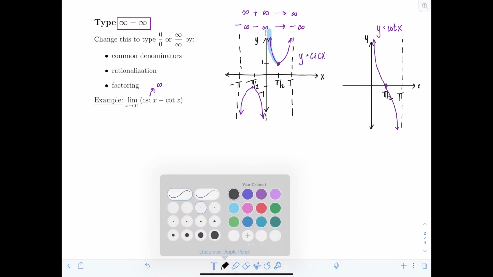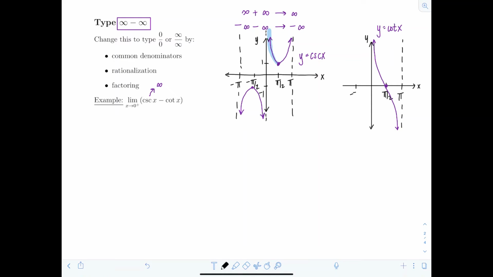If we want to draw another period, we can. There's negative pi over 2, negative pi. We have another vertical asymptote here. And let's just draw one more period to help us out. All right, wonderful. Now again, we're going to look at the limit as x approaches 0 from the right-hand side. And we see that the graph is approaching positive infinity. So we have an indeterminate form of the type infinity minus infinity.